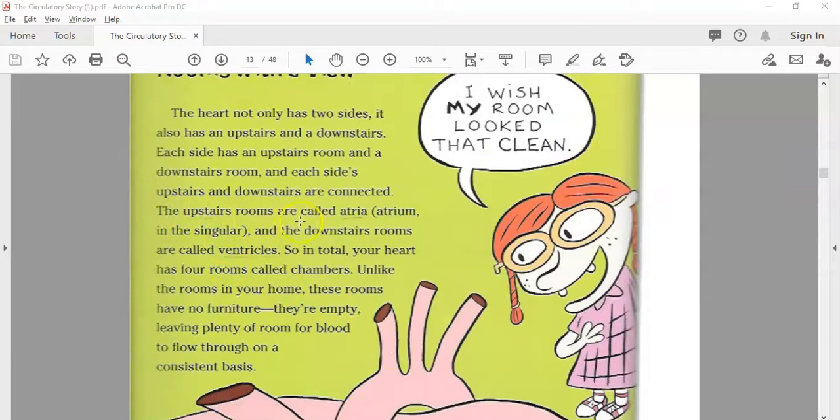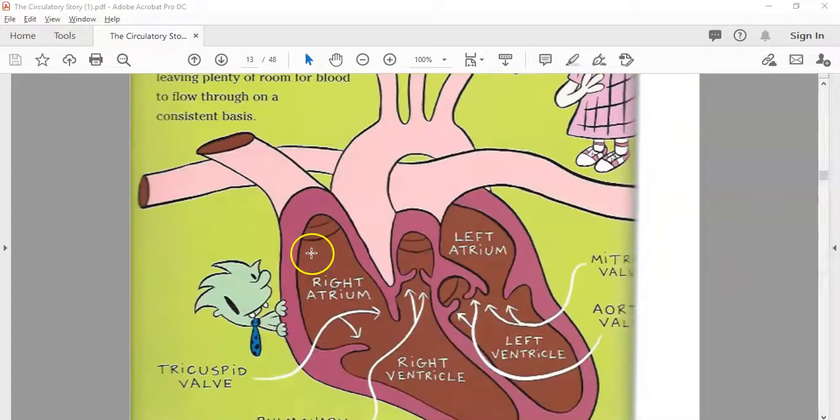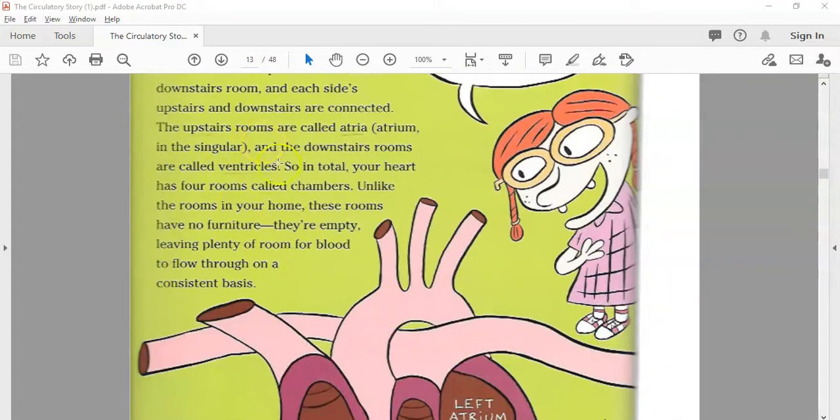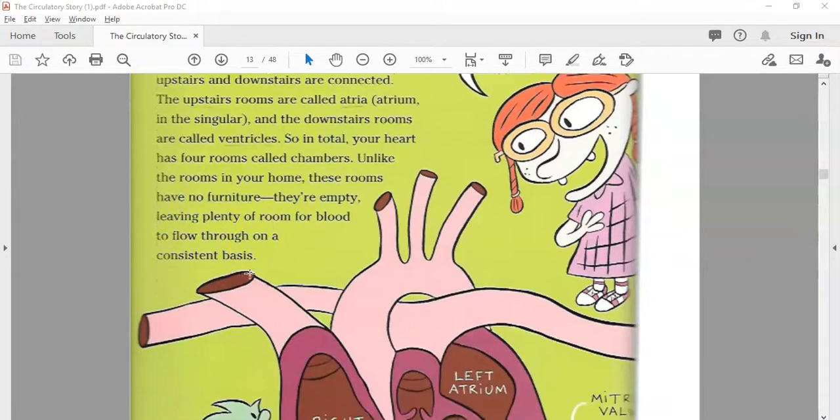The upstairs rooms are called atria, atrium in the singular, and the downstairs rooms are called ventricles. So we have the atrium and then the ventricle. So in total, your heart has 4 rooms called chambers. Oh, boys and girls, what are those rooms called? They're called chambers, and they're the different sides of your heart. Unlike the rooms in your home, these rooms have no furniture. They're empty, leaving plenty of room for blood to flow through on a consistent basis.